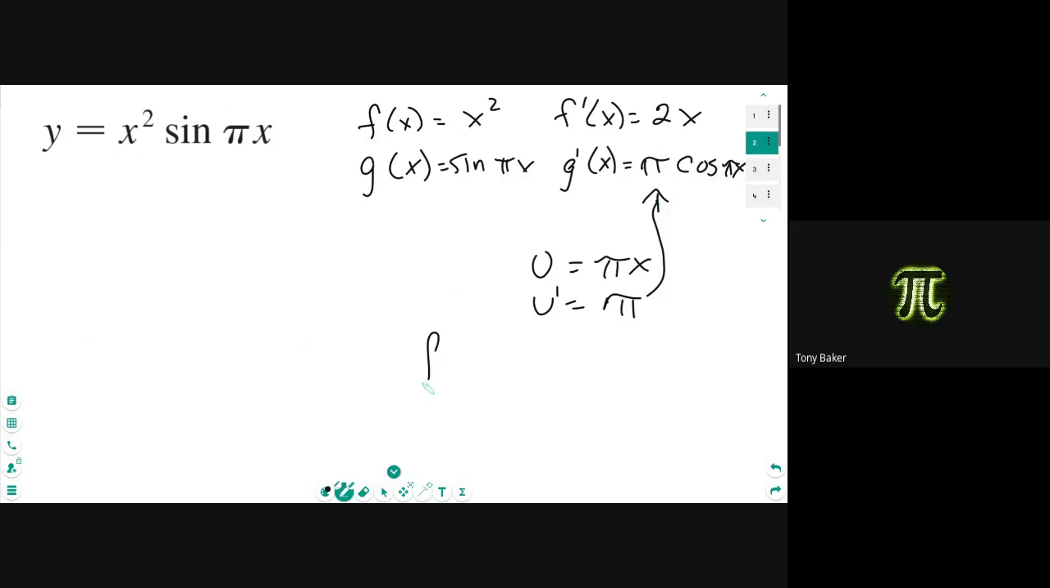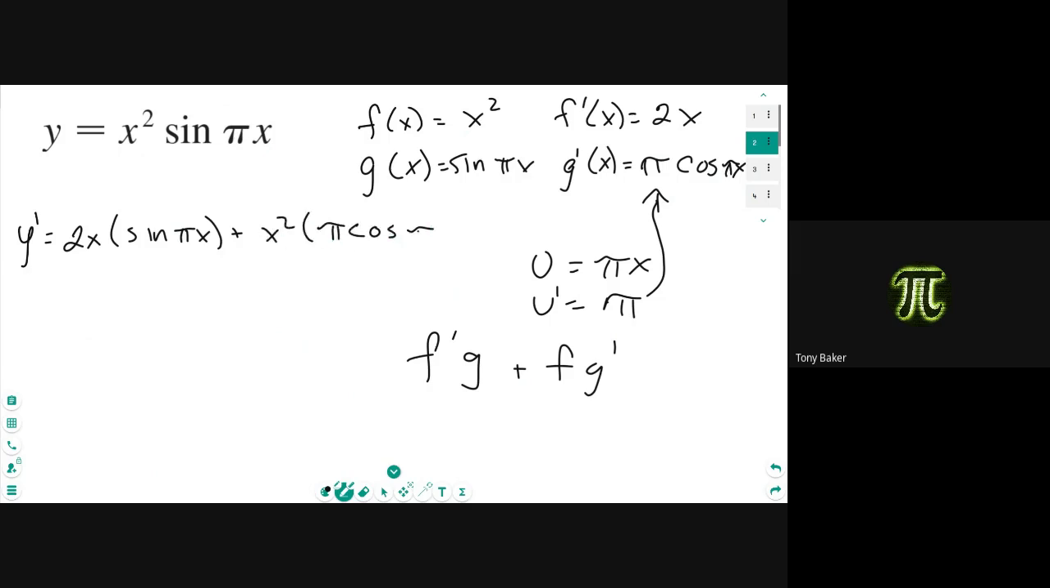So we do the product rule, which is f prime g plus f g prime. So I have 2x times sine pi x plus x squared times pi cosine pi x. You can leave it like that, or you can factor out an x. There's not much else you're going to be able to do with it.